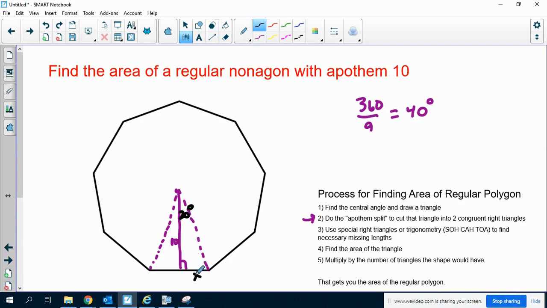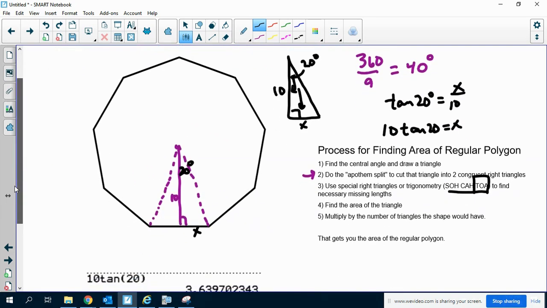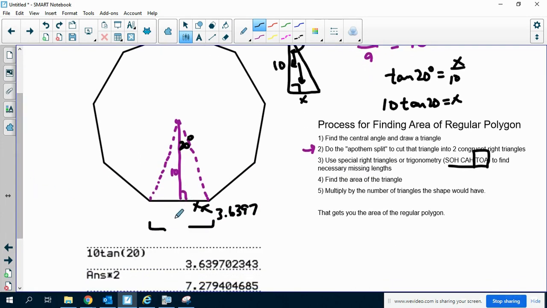Now, I'm going to find x, just like I did in the last problem. So if I redraw the right triangle to be a little bit bigger, this is x, this is 10, and this is a 20-degree angle. So SOHCAHTOA, I'm going to use tangent because I have opposite over adjacent. So tangent of 20 degrees equals x over 10. I multiply both sides by 10. So I get 10 times the tangent of 20 equals x. That's 3.6397. I'm going to multiply that by 2 to get the whole length of this side. So that's like 7.28 about.